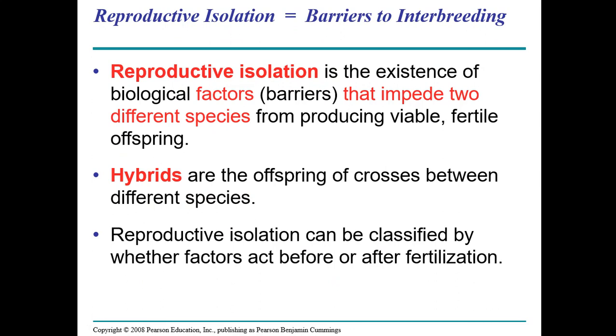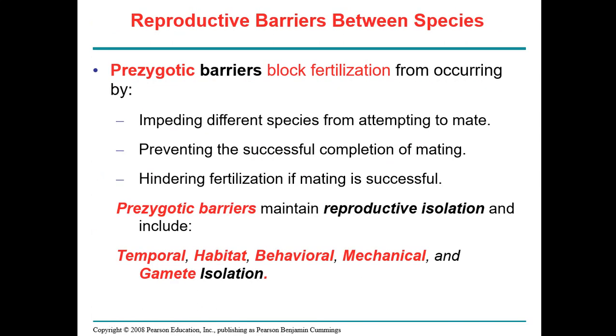So since sabi ko nga kanina, factors affect before or after fertilization. Now, we can categorize reproductive isolation into two. We have pre-zygotic barrier, meaning it will not allow to fertilize the egg, or it blocks fertilization from occurring. In what ways? Number one, impeding different species from attempting to mate. So, mating or sexual intercourse pa lang, the barriers impede different species.